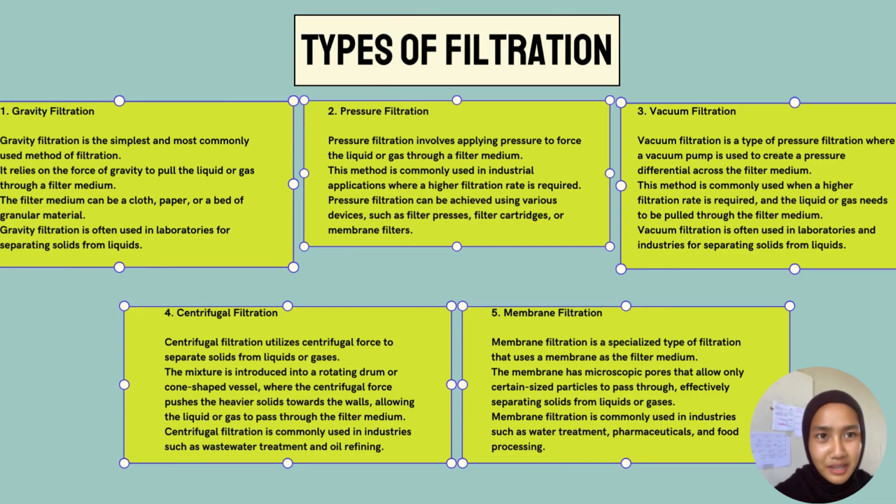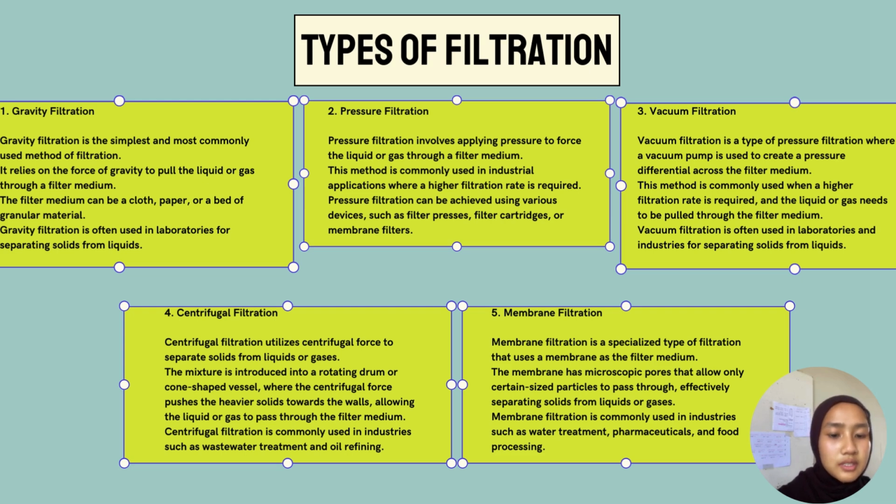There are five types of filtration. The first type of filtration is gravity filtration. This is commonly used in laboratories for separating solids from liquid. Gravity filtration is the simplest and most common use of filtration. It uses the force of gravity to pull the liquid or gas through a filter medium. The filter medium can be cloth, paper, or a bed of granular material.